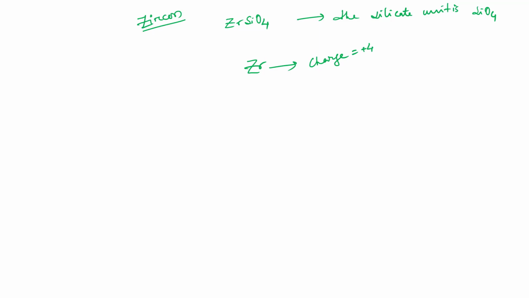We will go through each structure. So first one, zircon, ZrSiO4. The silicate unit is SiO4. Now you have to find out the charge of the silicate unit. Zirconium has possible cationic forms +2 and +4. In between, the most stable is +4. So the charge of zirconium is +4. Thus, the charge on the silicate unit is 4-.